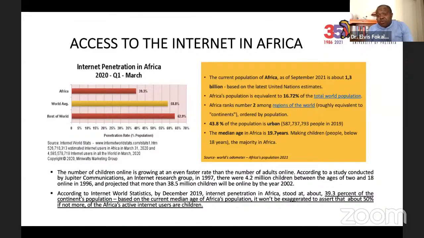And out of those 19 years, we know that children are people below the age of 18, which means that a good percentage of the 19-year-olds across the continent are children, which makes it very clear that children are the majority of those who are vulnerable to the dangers that exist in their online interactions.